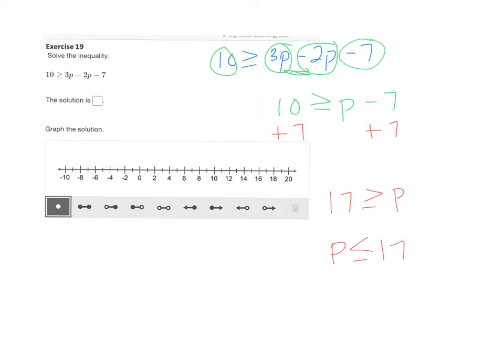So at 17, it's going to be a closed circle. And the direction the inequality is telling me is it's going to go to the left. All numbers less than or equal to 17.